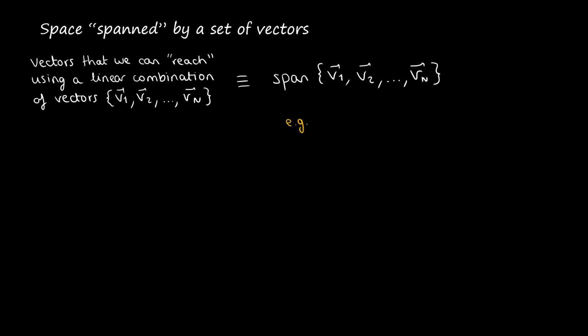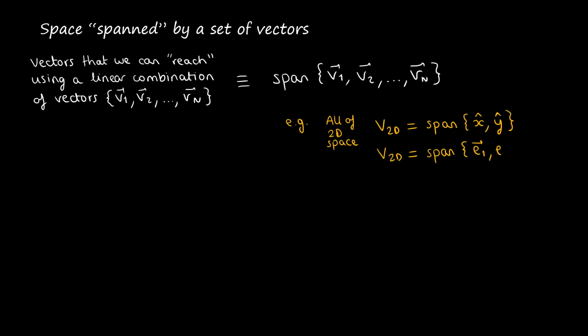For example, we have just seen that the space of all possible vectors in two-dimensional space, which we may denote by the symbol V2D, is given by the span of vectors x hat and y hat. We have also seen that the same space, V2D, can be reached using linear combinations of the two basis vectors e1 and e2 from the previous example. Therefore, these two different bases are said to have the same span.